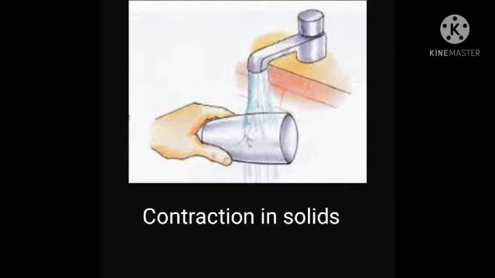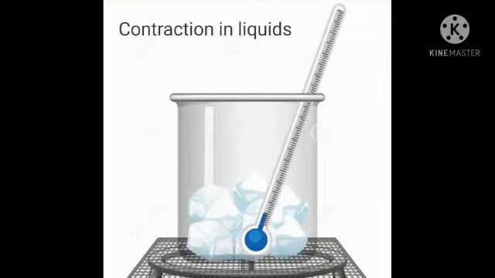This is because the outer surface of the glass comes in direct contact with the cold water and it contracts more compared to the inner surface. That's why it breaks. Now contraction in liquids. If we put a thermometer with mercury in cold water, then its mercury level goes down. This is due to the contraction.